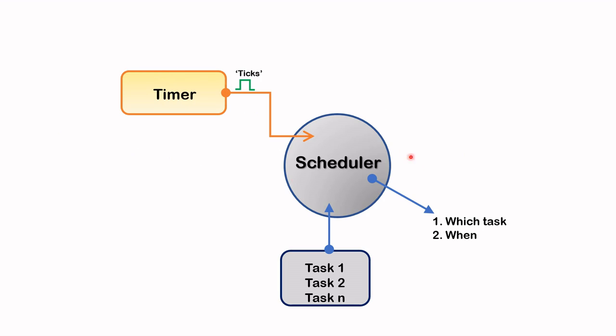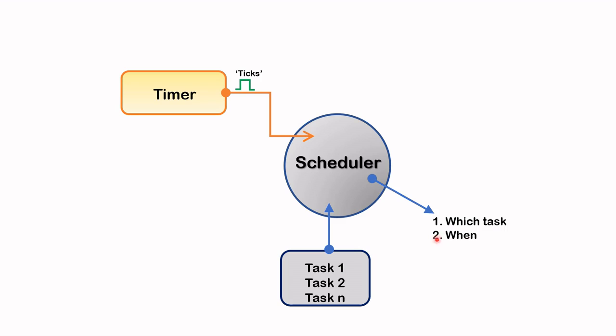Now, I like to use this particular diagram to describe the scheduler. Let's assume this circle represents the scheduler, and we have a bunch of tasks to be executed. So we have here task 1, task 2, and task n. N can be any integer. As mentioned earlier, the function of the scheduler is to determine which of these tasks to execute. And then the second objective of the scheduler is to determine when to execute that particular task.